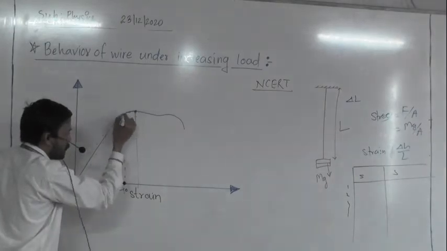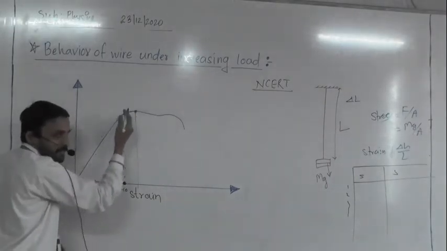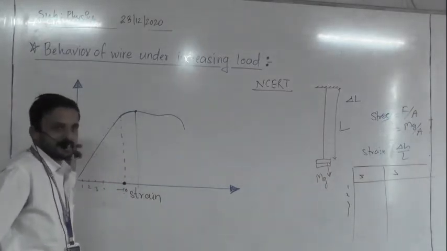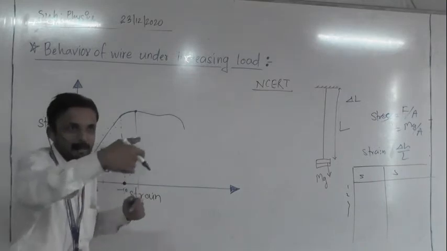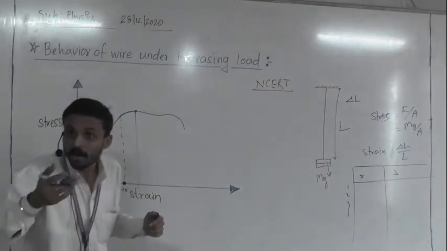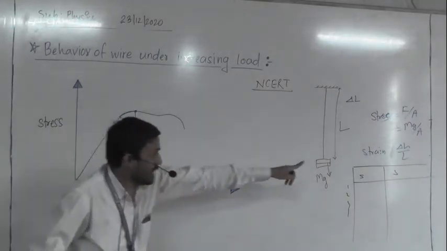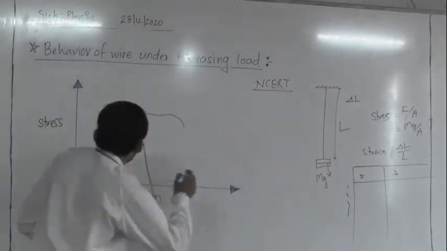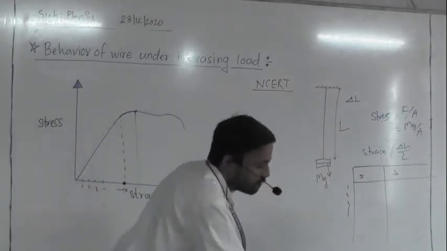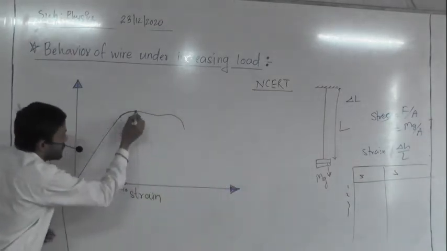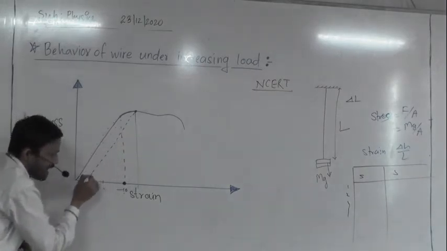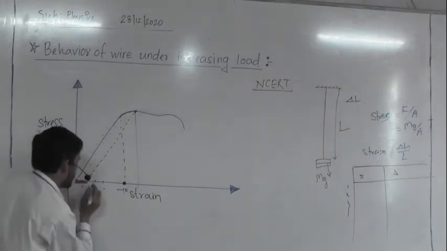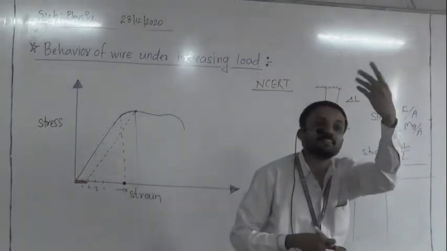Then the graph should come back the same way, right? While unloading, what happens to stress? I get the same stress, because loading and unloading depend on me: stress is F upon A. But if I calculate the strain, it is delta L upon L, and that is not exactly the same as before. So here the difference comes. After total unloading, I still have some strain which permanently remains in the wire.